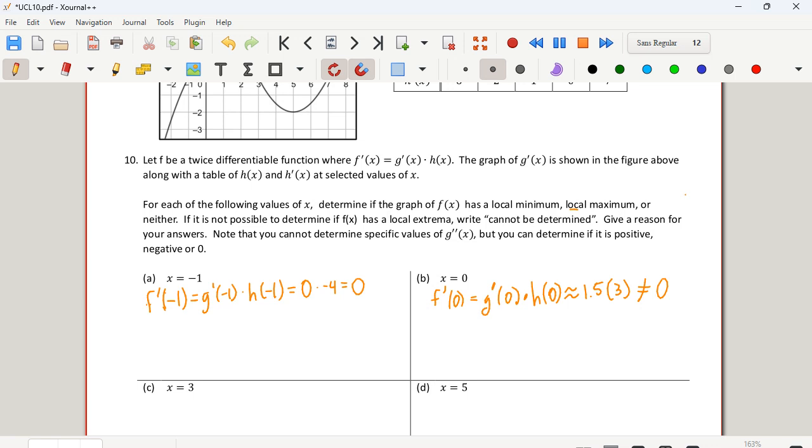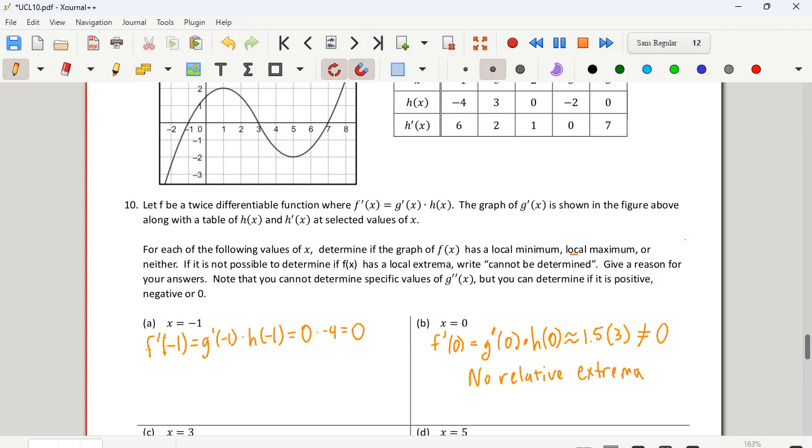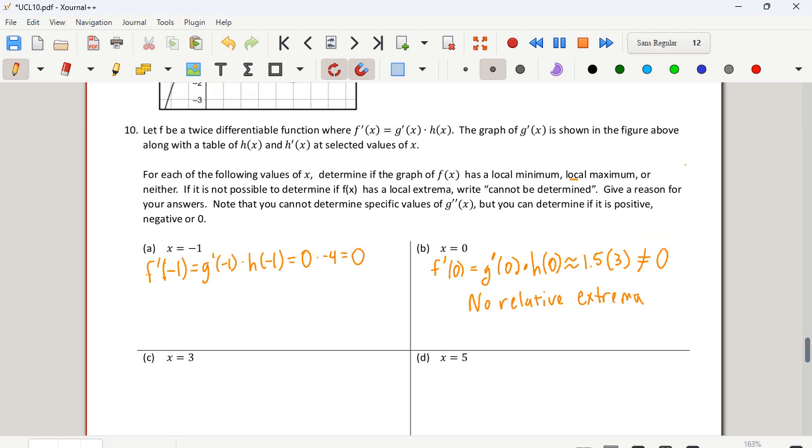So here I've already got my answer. This is no local minimum or maximum, no relative extrema, which is different than cannot be determined. We just determined it, right? Keep that in mind as you're doing things like this. All right. So now our only option for local mins and local maxes is the second derivative test, because h is given as a table, so a sign chart is not a thing. So we have to do the second derivative test.